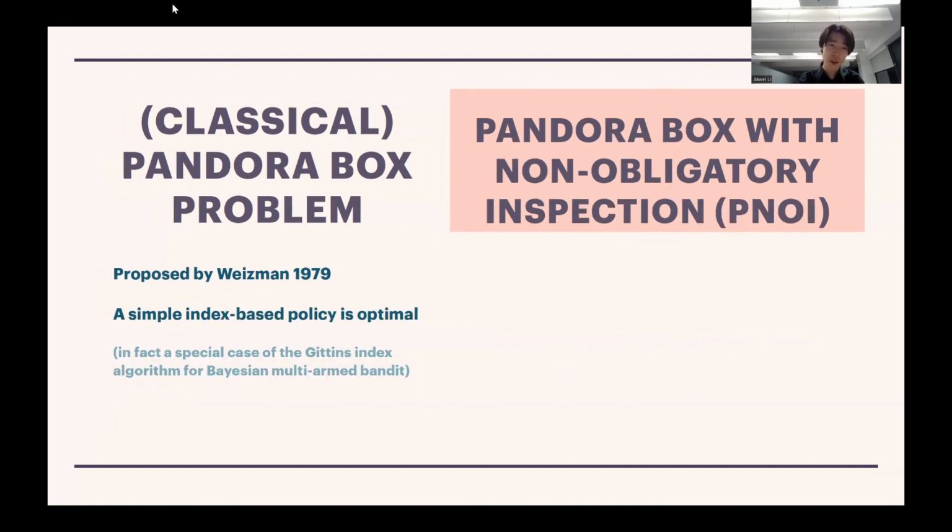For the classical model, there is a very simple index-based policy, proved by Weitzman. This index-based policy is in fact a special case of Gittins' index algorithm for the Bayesian multi-armed bandit, but this was realized later. For the PNOI problem, the quest for the optimal policy is much more involved. In a paper by Doval in 2018, she gave a lot of simple example instances of PNOI showing that many policies you can come up with are suboptimal. There are always counterexamples, including this index-based policy.